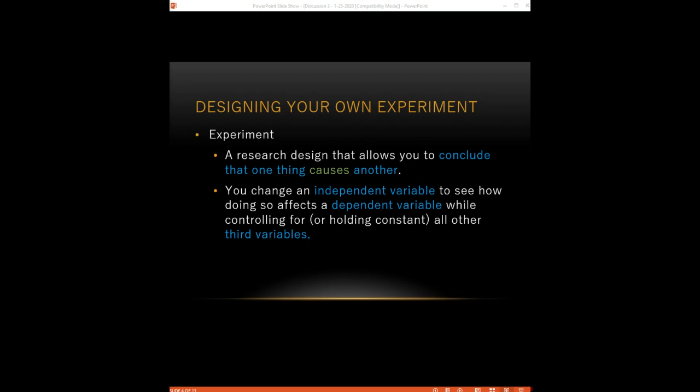Overall outcome. Outcome, yes. I think that's the operative word. It is your outcome. It's the thing that you think your independent variable is going to affect. That the independent variable is going to cause a change in the dependent variable, your outcome.